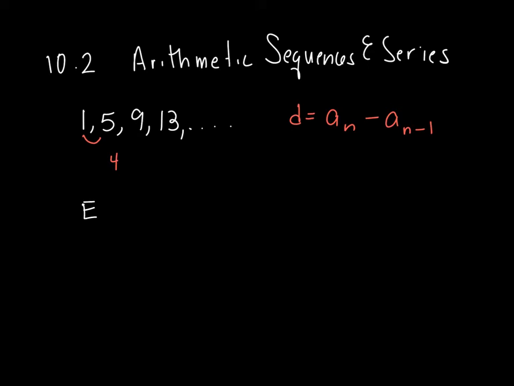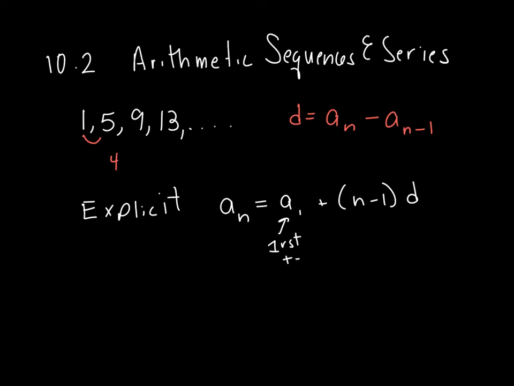So in general, the explicit rule is always going to be a_n is equal to a_1, which is my first term, plus n minus 1 times d. So a_1 is the first term, d is the common difference between all of the different terms. Now, this is the rule that is the most useful, the explicit rule.